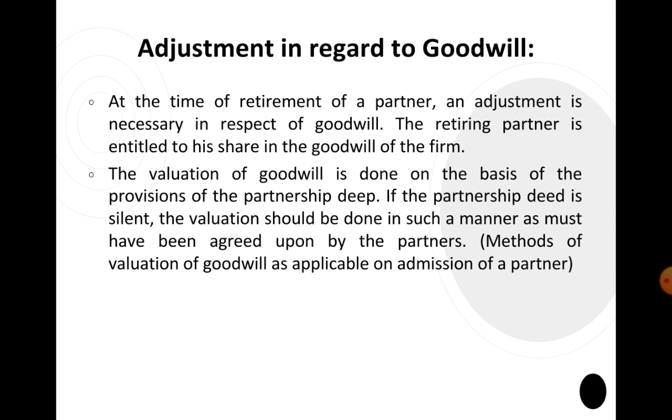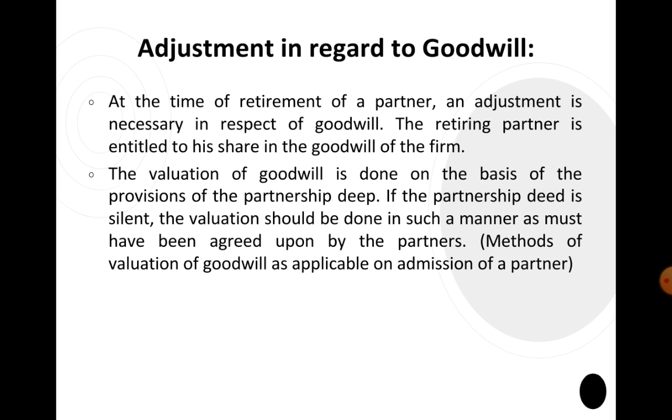So firstly, adjustment with regards to goodwill. So at the time of the retirement of a partner, an adjustment will be necessary with respect to goodwill. And the retiring partner is going to be entitled to a specific share of goodwill of the firm because he has worked in the firm. So when he is retiring, he should be receiving some money for the contribution that is made towards the firm. So in the absence of any agreement, goodwill will be distributed in the profit sharing ratio itself.